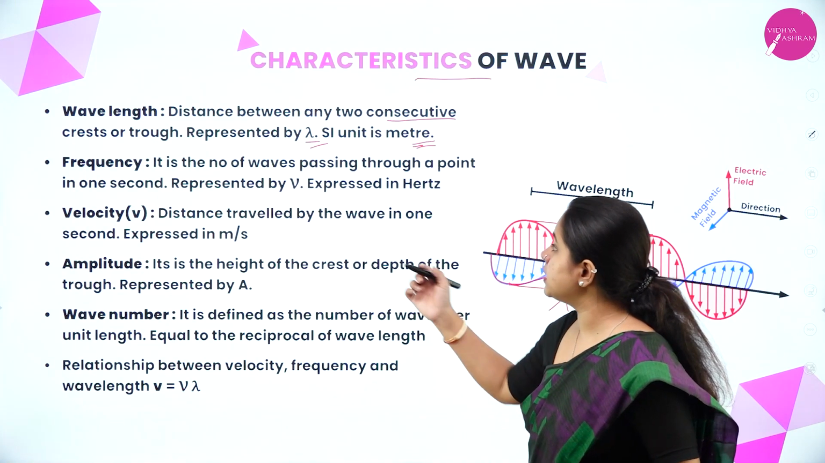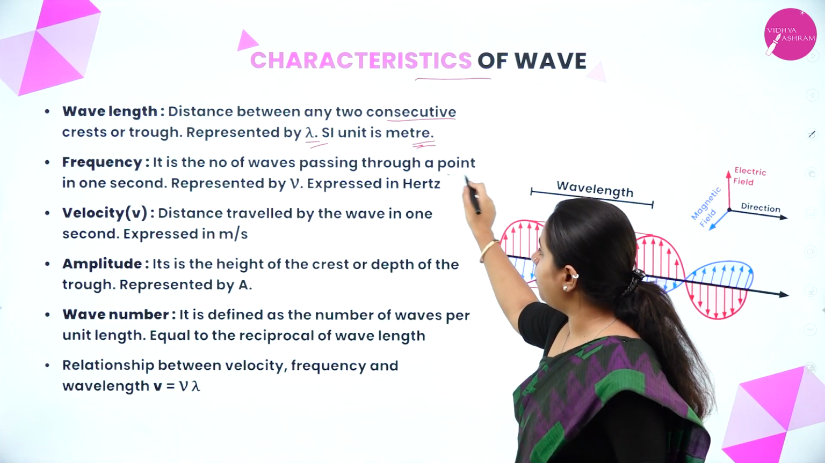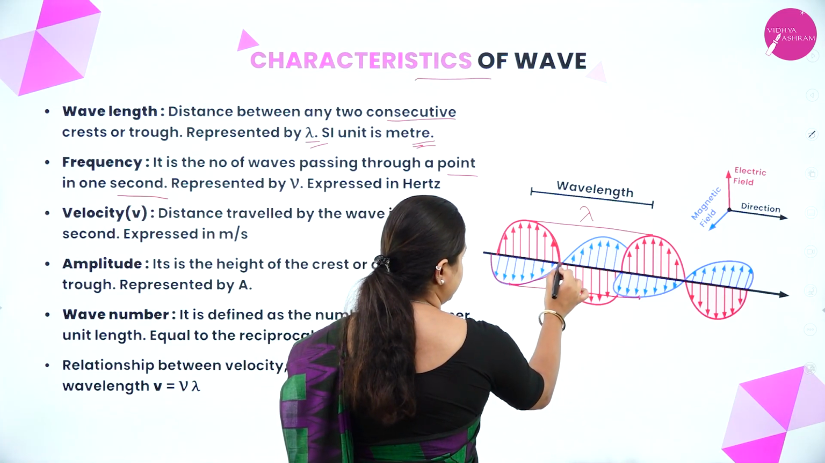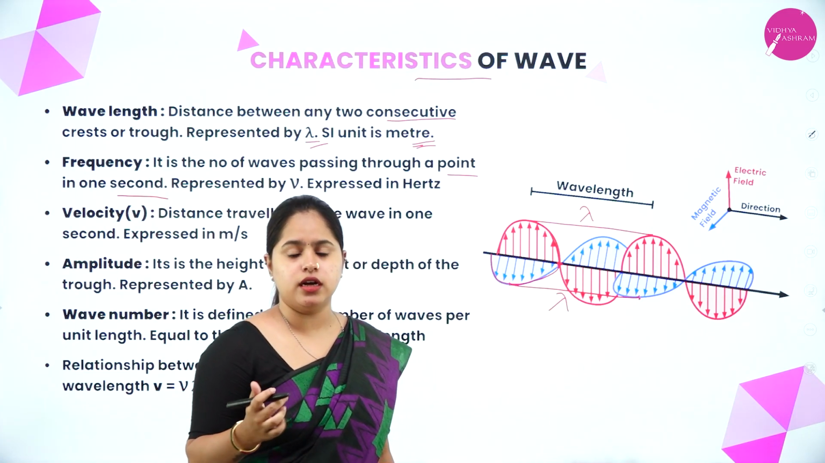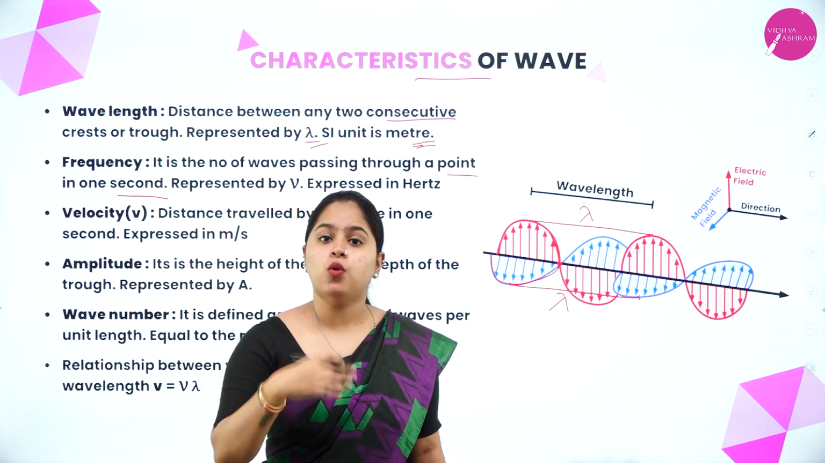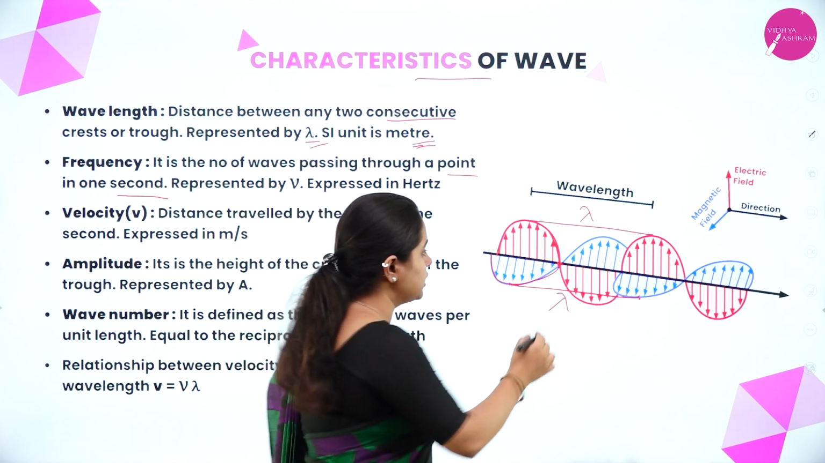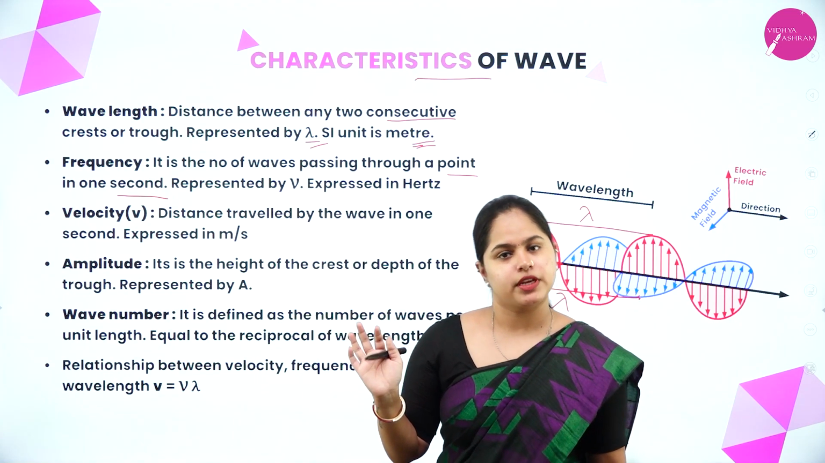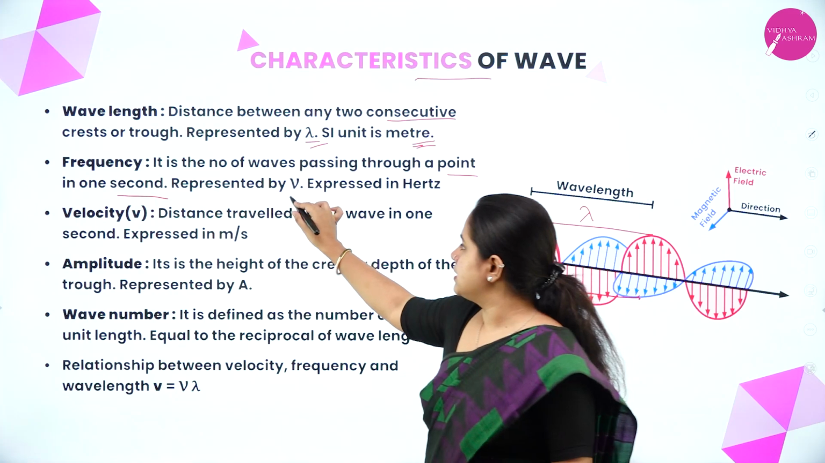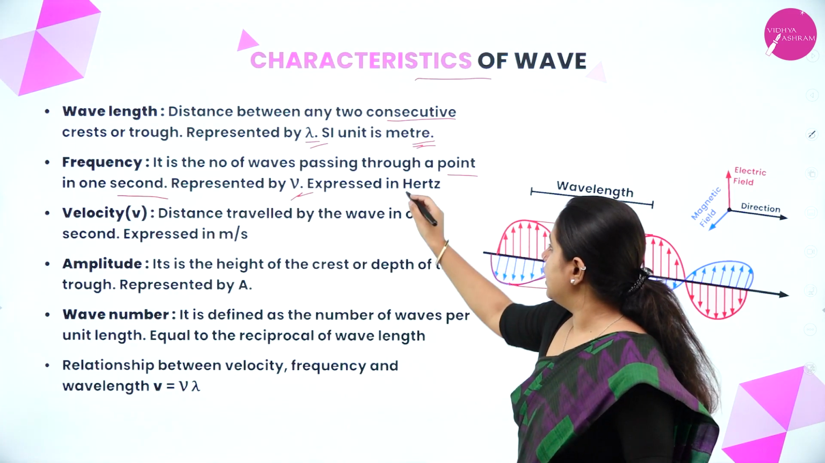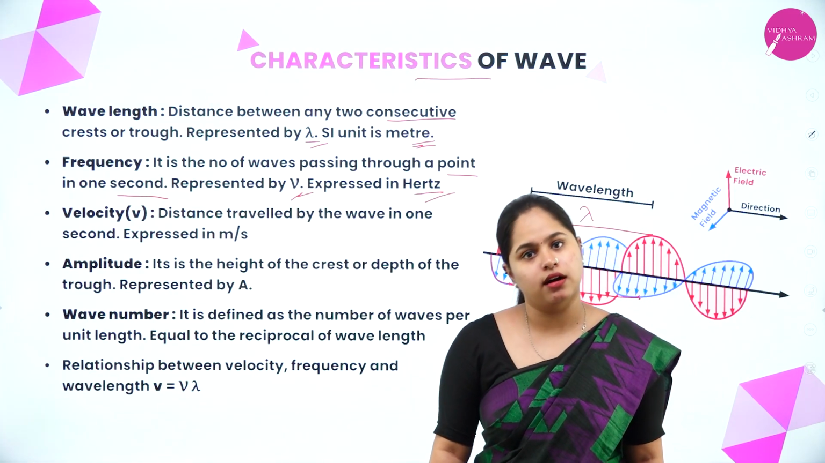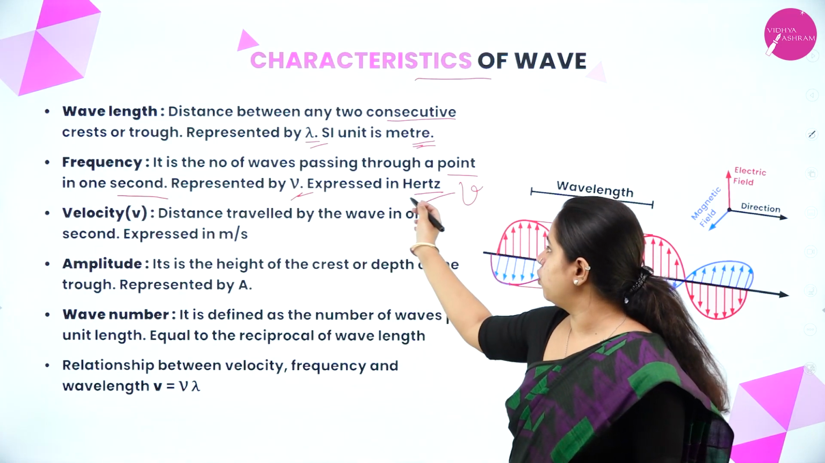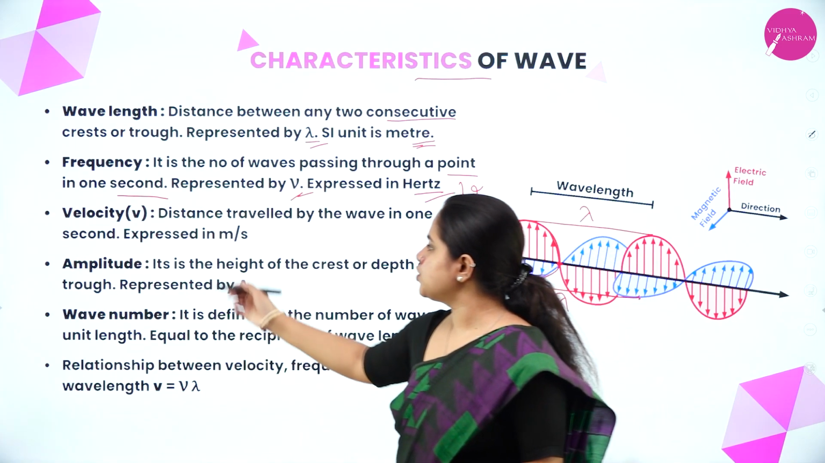What is frequency? It is the number of waves passing through a point in 1 second. If we consider any point, how many waves pass through that particular point in 1 second is called your frequency. Clear? This is expressed by the symbol nu and the unit is hertz. Now the next one is velocity.